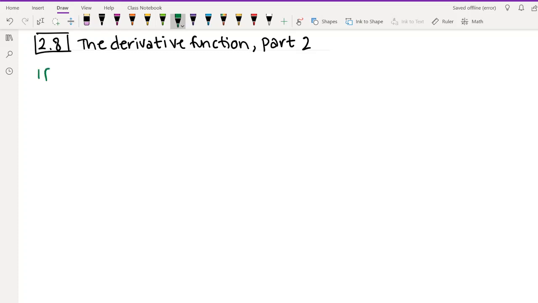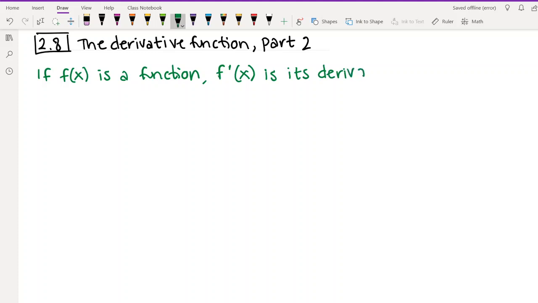So if f of x is a function, then f prime of x is called its derivative function. Or you might just call it its derivative, like later on in the class, that's what we'll probably say, is its derivative function.